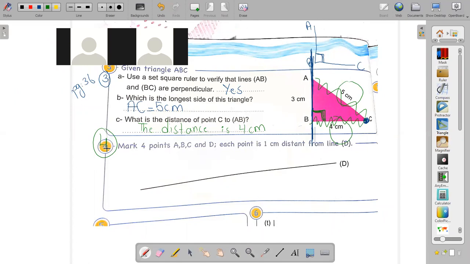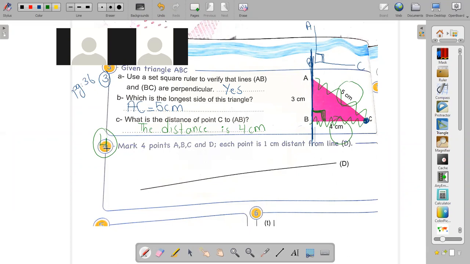So is it again exercise 3? Yes. Let's start doing exercise 4. Mark, I mean place, 4 points. These points we will name them A, B, C, and D, such that each point is 1 centimeter distant from the line D. Okay, what do I mean by this question?